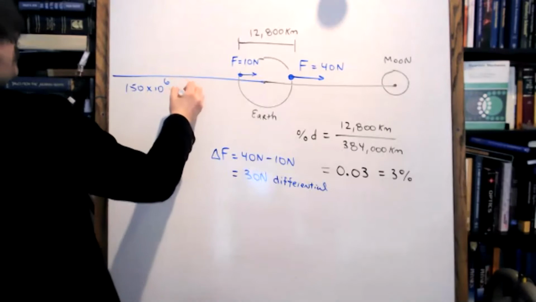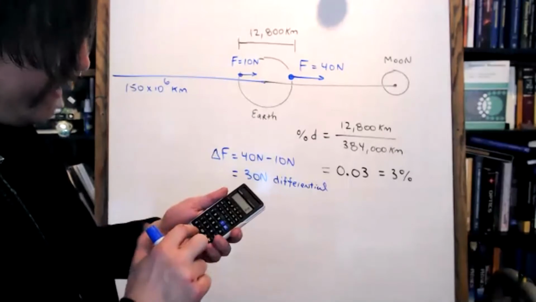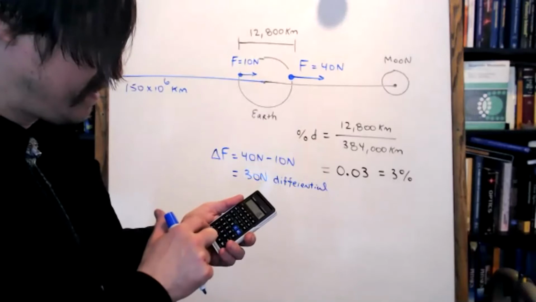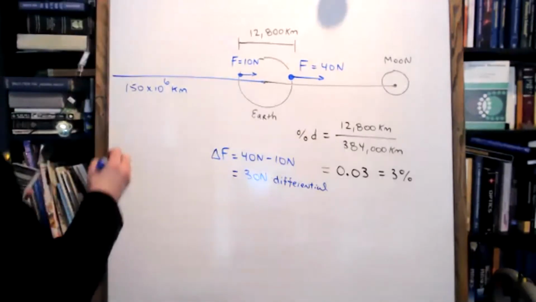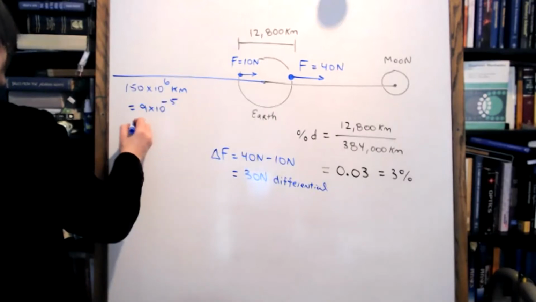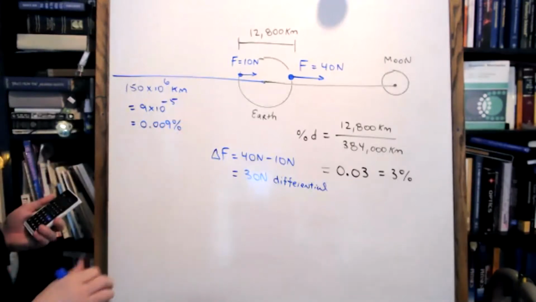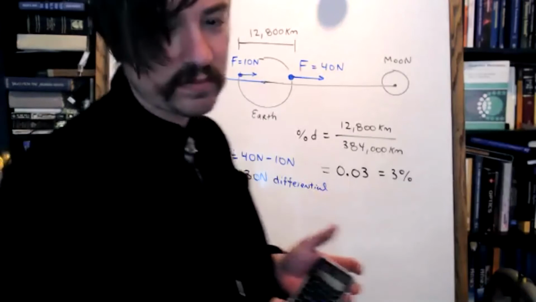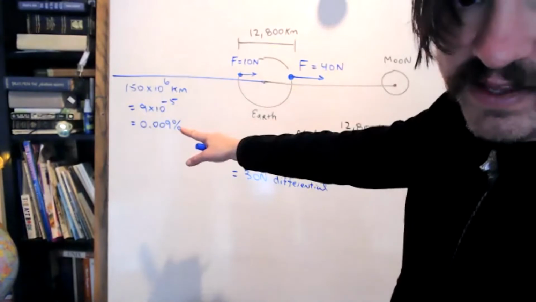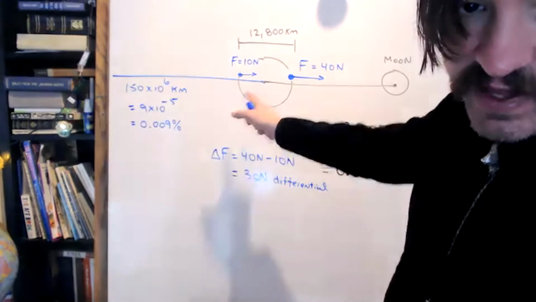is 150 million kilometers. And in the interest of time, I'll plug it in. If you do 12,800 kilometers by 150 million, that's 9 times 10 to the negative 5, or 9 thousandths of 1%. The percentage difference between the front of Earth and the back of Earth relative to the sun is way, way smaller, a fraction of the Earth-Sun distance.